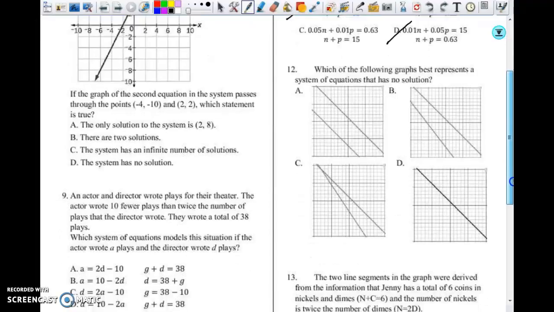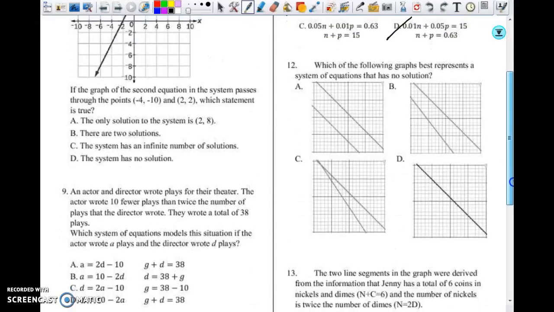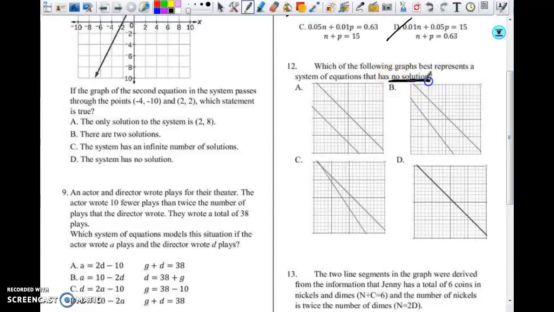All right. This one: which of the following graphs represents a system of equations that has no solution? Remember, we have no solution when the lines do not touch, right? Here, I see that they touch, so it can't be that one. Here, I only see one line, which must mean the lines are stacked on top of each other. That has infinitely many solutions, not no solution, so it can't be that one.